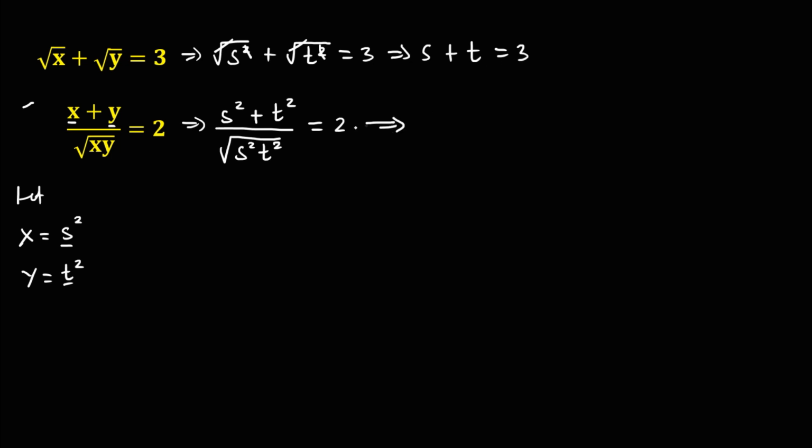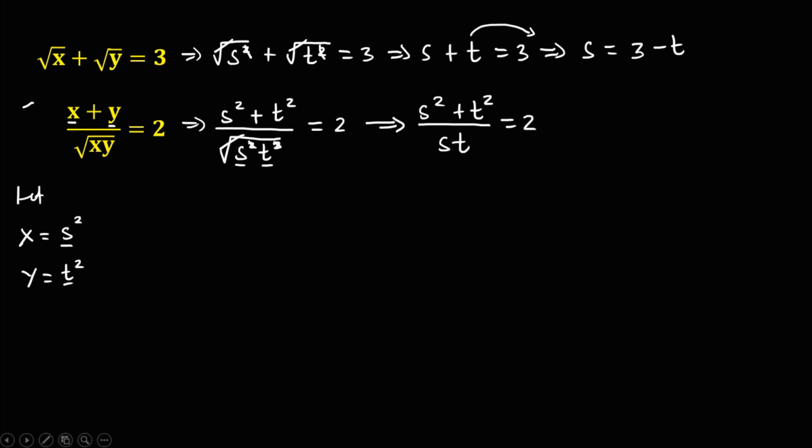And for this equation, s to the power 2 plus t to the power 2 over the square root of s to the power 2 and t to the power 2, we can cancel this radical. So that's s times t equals 2. Then to solve for s from the first equation, transpose this positive t. So s equals 3 minus t.